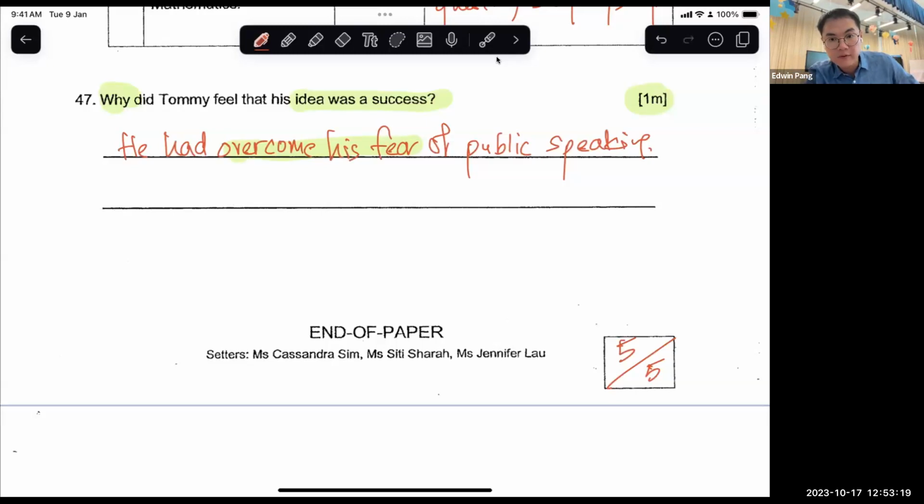Right, tomorrow we will not have a Zoom session. You all take a break. Then we will continue with more practice papers when you come back to school on Thursday. All good, everybody? Very good. Thank you very much. Any questions? If not, then you all can log off.